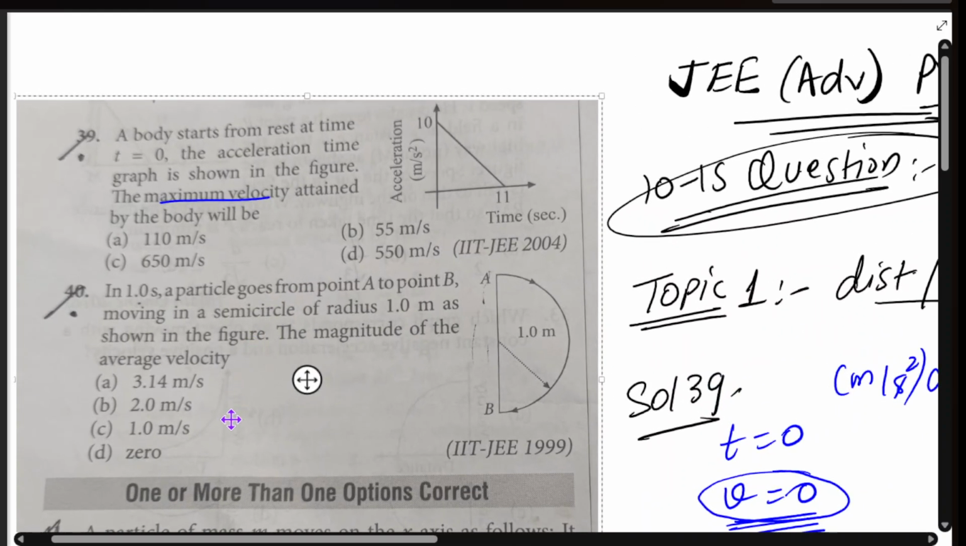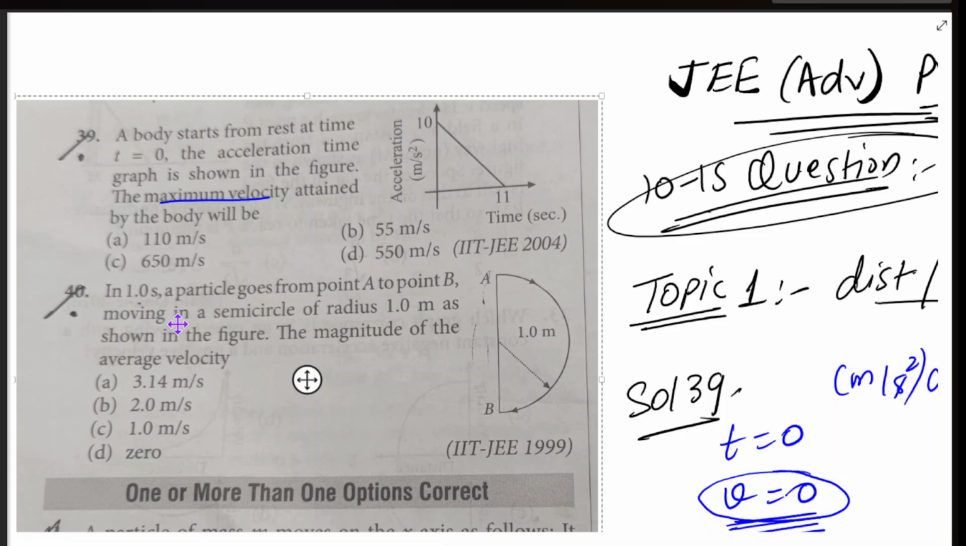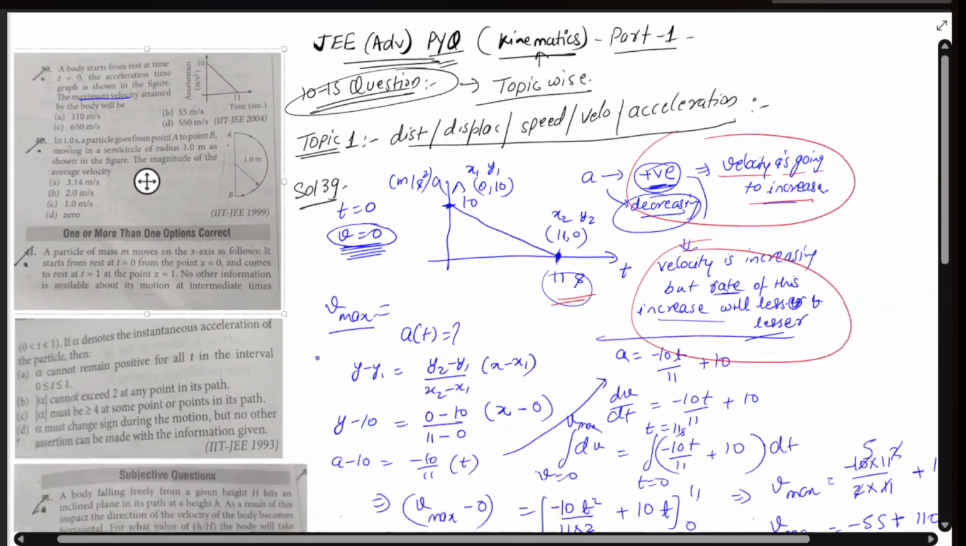Next, this question: a particle is going from A to B, moving in a semicircle of radius 1 meter as shown. Find the magnitude of average velocity. So this is a simple question, right? So what will we have?